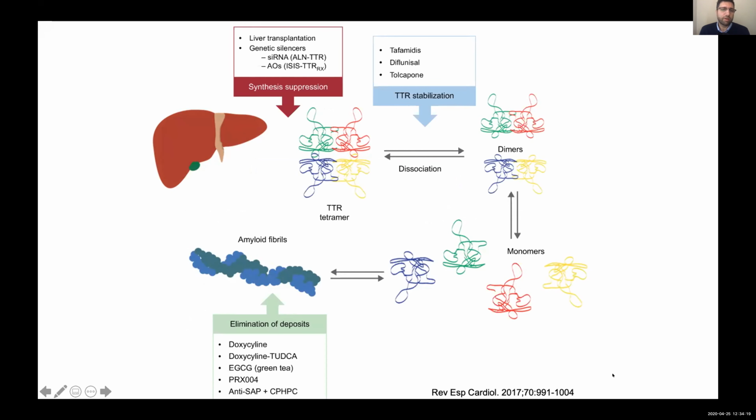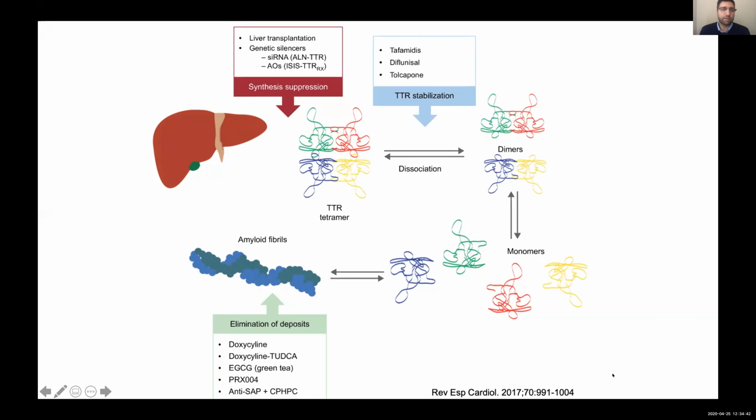Liver transplantation was started in the 90s and was the first available treatment. The liver is producing this protein that is not doing a good job. So the idea was we remove the liver and put in a different liver that doesn't have the mutation in the gene, and it should work. We'll get to that in a little bit. It does work in certain cases.